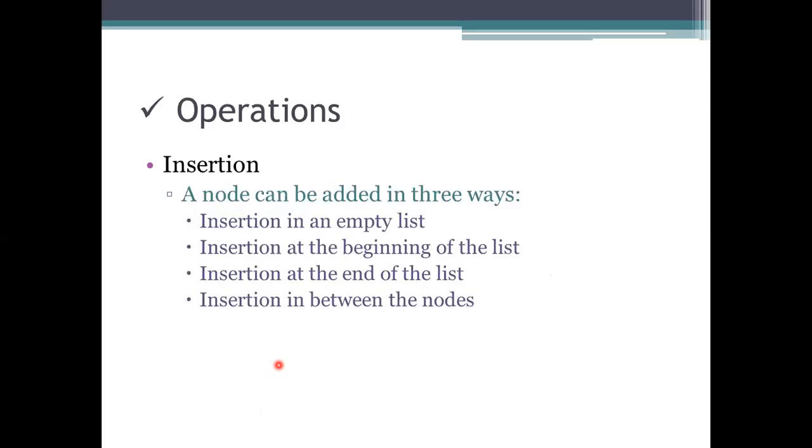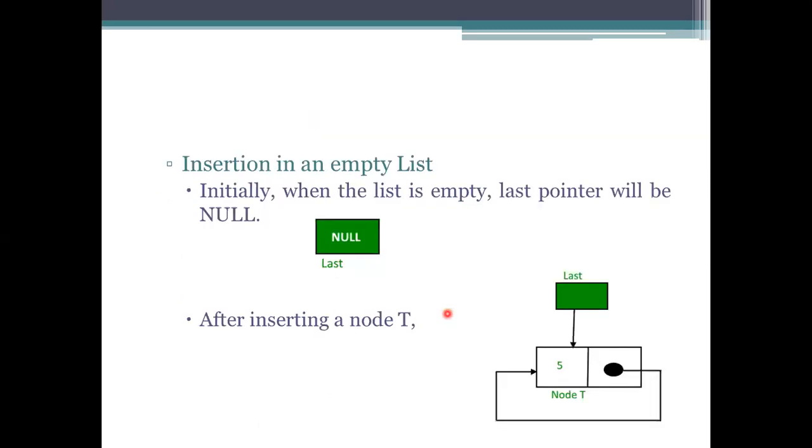So what are the operations we are performing here? Today we will discuss the insertion operations along with traversing. Insertions will be done in four ways. First, the empty list, where initially we include one node. Apart from the empty list, we have three ways to add a node: at the beginning, at the end, and in between the nodes, likewise in a singly linked list. So how are we going to start here?